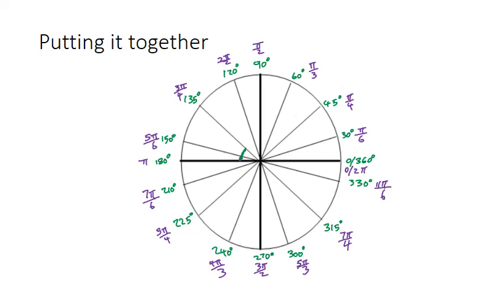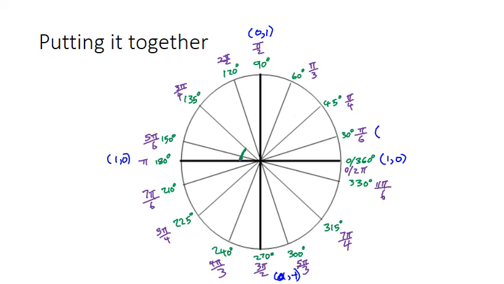We know our ordered pairs as well. So at 0, 360, it's 1, 0. At 90 degrees, it's 0, 1. At 180, or pi, it's going to be -1, 0. At 3 pi over 2, it's 0, -1. And we can figure out our special angles, what those points would be.